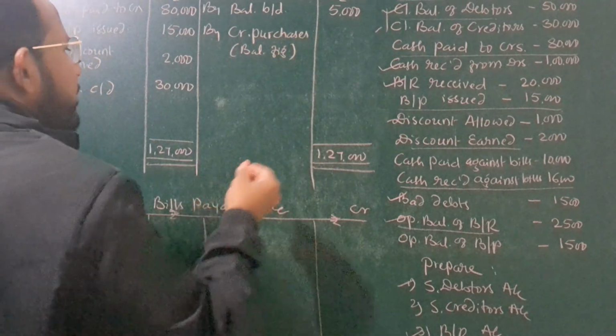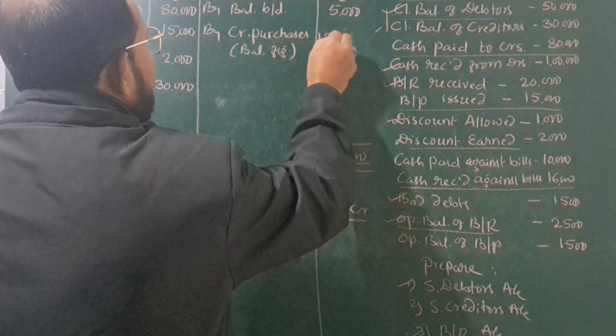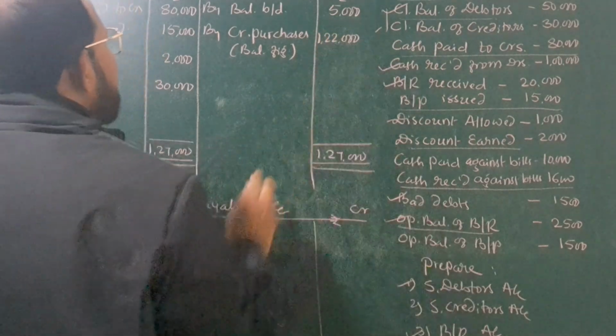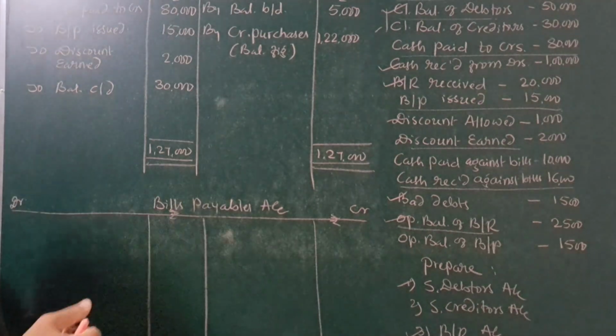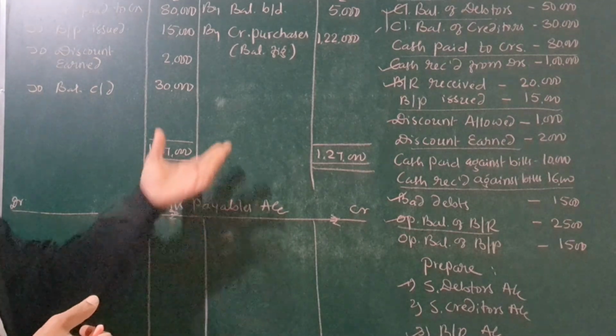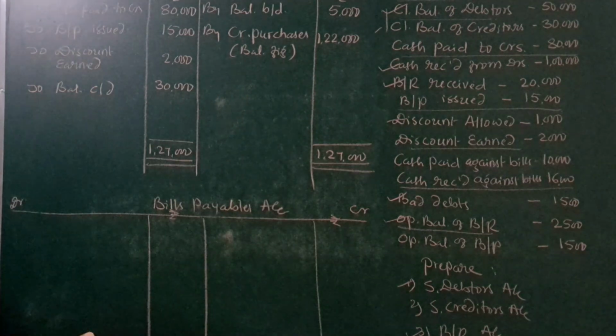What is the total here? Here 1 lakh 22,000 is nothing but the credit purchases made during the year. This is the way how we have to prepare the sundry creditors account.